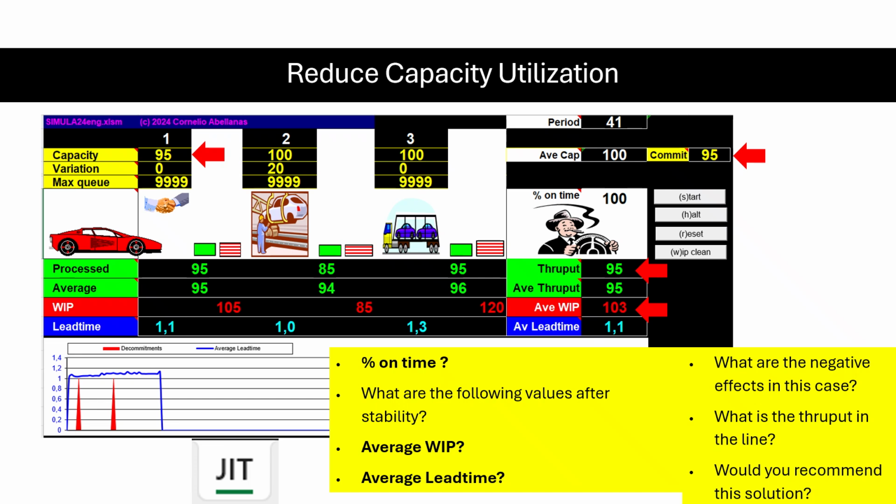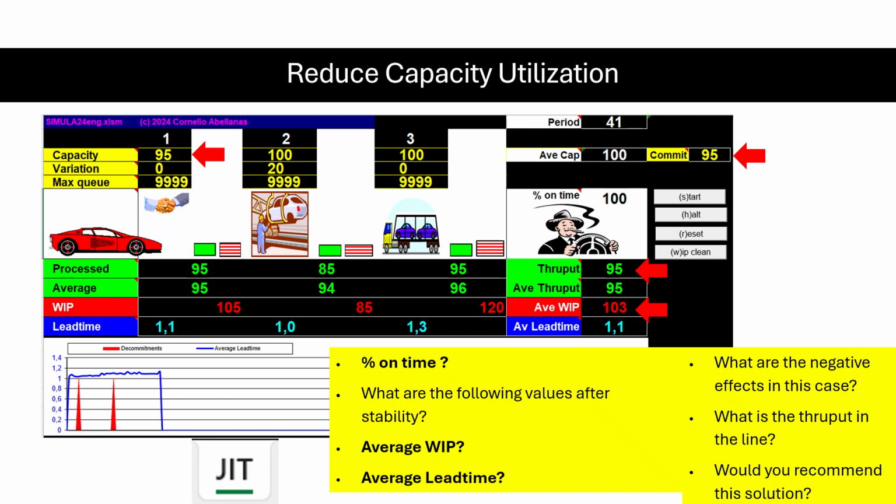Assuming we are not able to eliminate the root cause of the problem, variability in step 2, how can we meet our customer commitments, and at the same time reduce lead time? We will try reducing capacity utilization, which means that we will not commit to our customers 100% of our process capacity but only 95%, leaving the 5% balance to compensate for the variability of step 2.